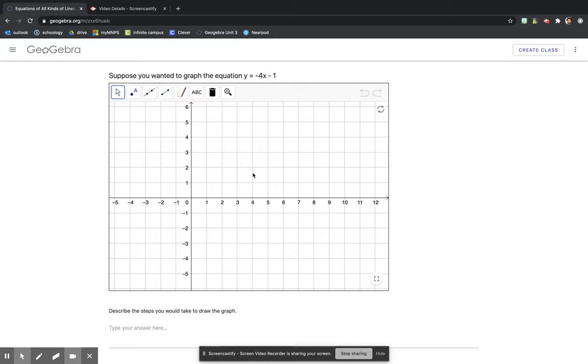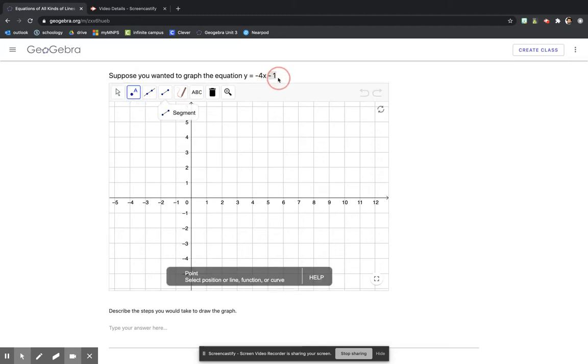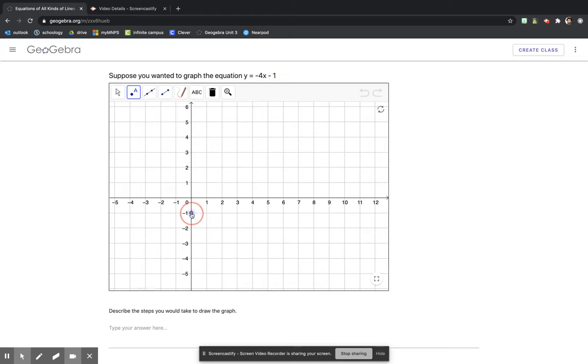And which value tells me my starting point? Well, as we learned in class, the y-intercept is going to tell me my starting point. The y-intercept, we can see, is this number dangling at the end. In this case, my y-intercept is negative 1. So I'm going to start by graphing my y-intercept, that number that's all by itself without x attached to it. I'm going to go ahead and plot a point that is negative 1 on my y-axis.